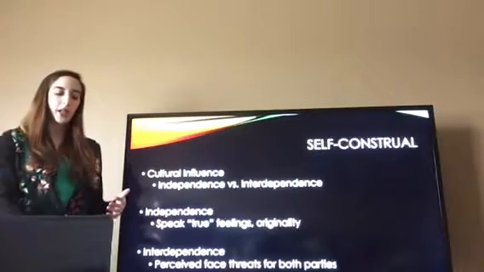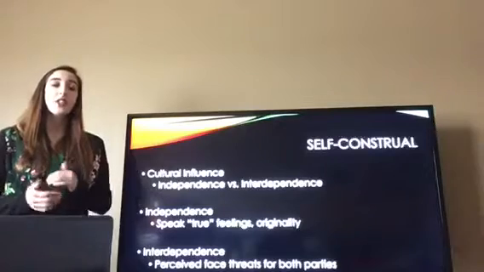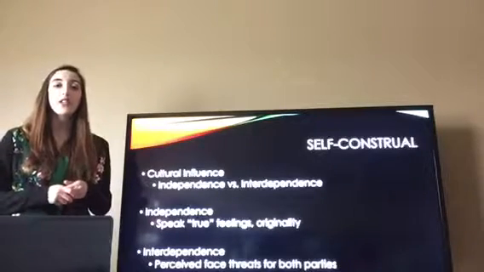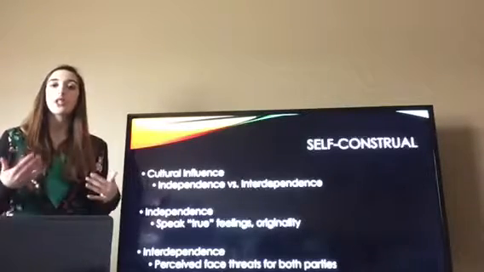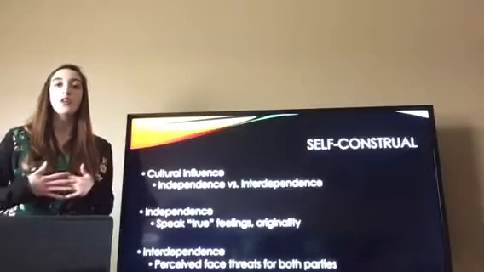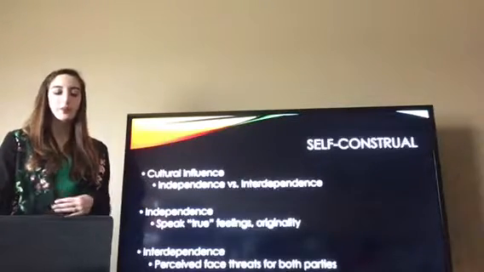However, in more interdependent cultures, such as many Asian cultures, there is a perceived face threat for both parties, and so people really work in these interdependent relationships to make sure that they maintain the face for self, for other, and that mutual sense of face for the relationship.